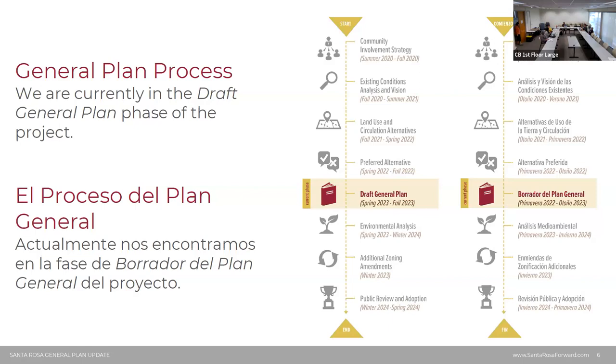And after this process, we got into the draft general plan, which is a document that I'm holding in my hand that has goals, policies, and actions, and that basically is going to guide what the city is going to do for the next 30 years. This is a draft general plan to 2050, which means once it's adopted, it will last for 30 years, with the horizon of 2050 being the end of this general plan.